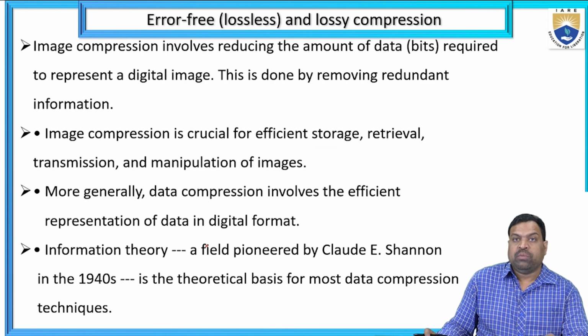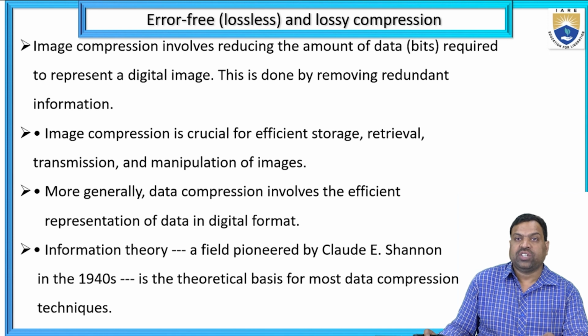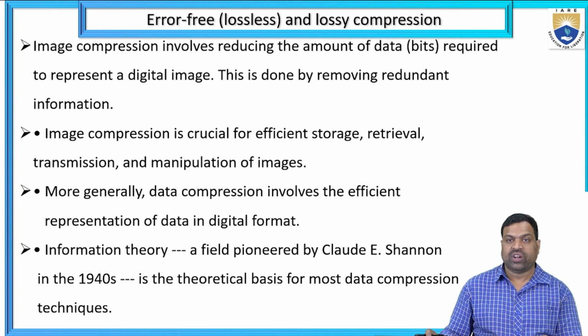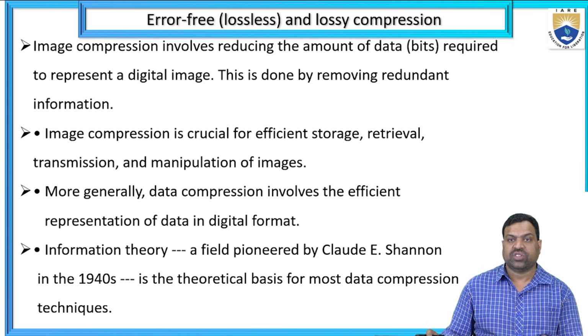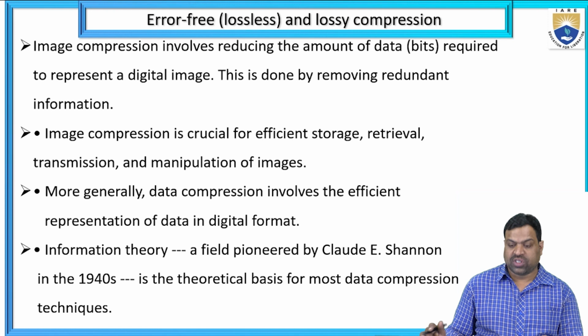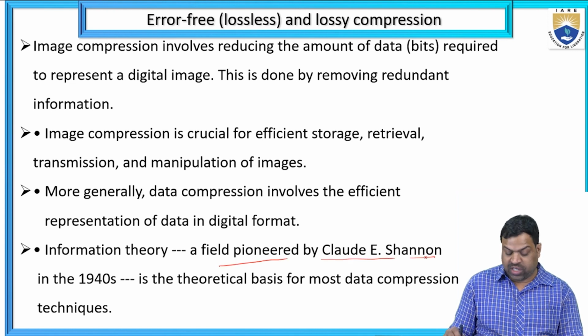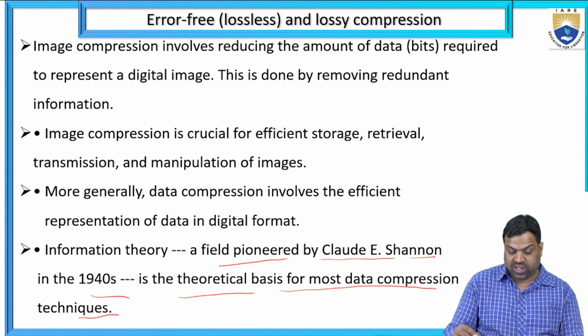Image compression involves reducing the amount of data required to represent a digital image. This is done by removing redundant information. Image compression is crucial for efficient storage, retrieval, transmission, and manipulation of images. More generally, data compression involves the efficient representation of data in digital format. Information theory, a field pioneered by Claude E. Shannon in the 1940s, is the theoretical basis of most data compression techniques.